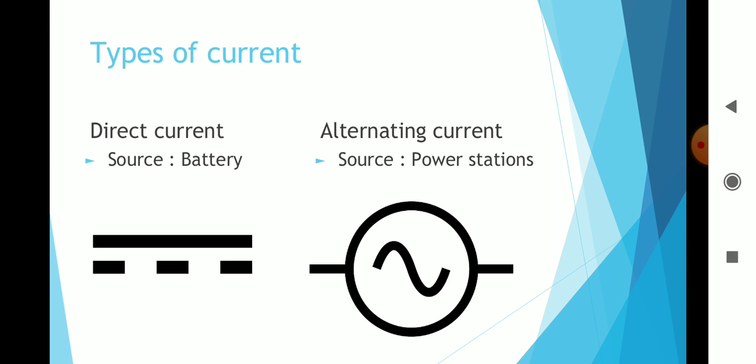Before moving to the actual applications, let's overview different kinds of electric current. There are two kinds of electric current: direct current and alternating current. The source of direct current is a battery in general, and the source of alternating current in general are power stations. The diagrams below are the symbols: this line indicates direct current and this sinusoidal shape in a circle indicates alternating current.